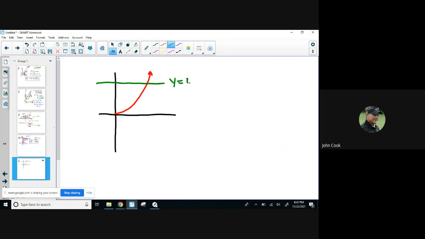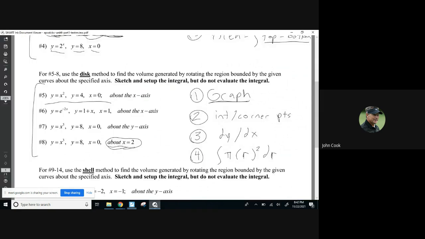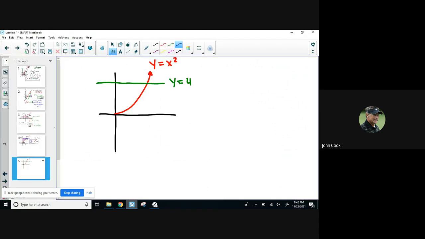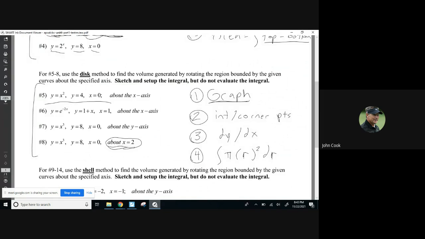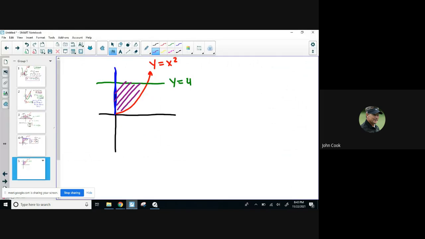Y equals 4, y equals x squared. And x equals 0, so x equals 0 is the y-axis right there. That means our shaded region's in here, like this. And then it looks like we are rotating around the x-axis. That's good news for us, because when it's rotating around the x-axis or the y-axis, things are pretty easy. So here's where we're rotating this thing right around the x-axis. It kind of looks like this.